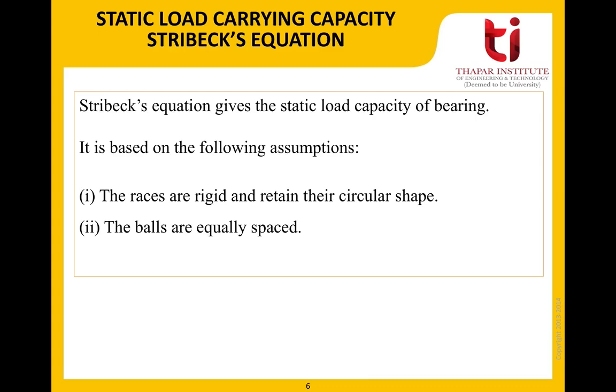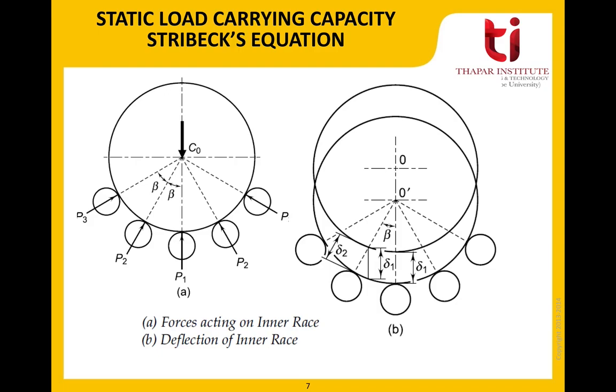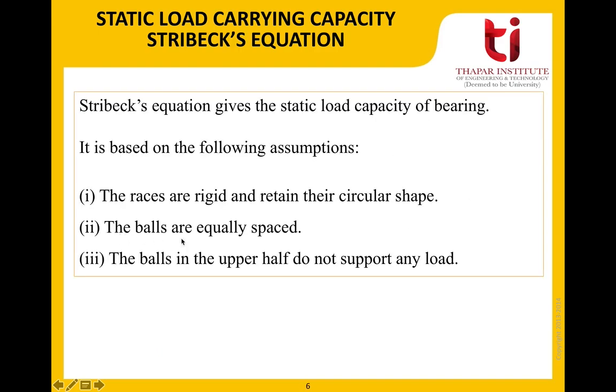The second assumption is that the balls are equally spaced, and the third assumption is that the balls in the upper half do not support any load. I'll explain the second and third assumptions with the help of a diagram. If you look at this diagram, this circle represents the inner race of the bearing, which will be revolving along with the shaft at the shaft rotational speed. These are the rolling elements, or the balls of the bearing. C0 is the static load that we need to evaluate. Now you can see that the angle subtended between any two balls is beta, because we made the assumption that the balls are equally spaced.